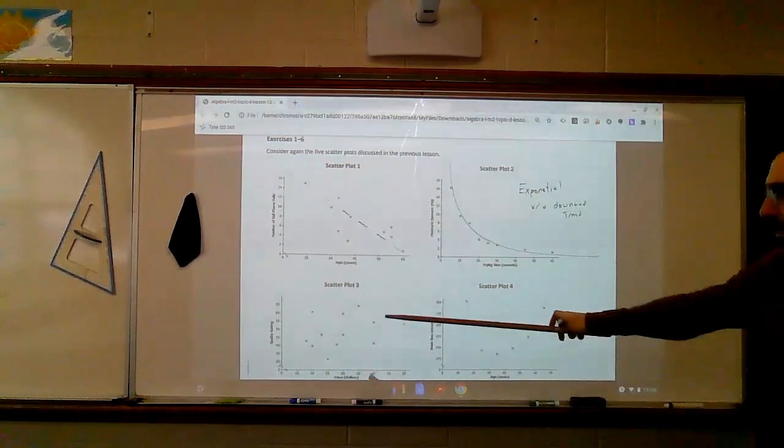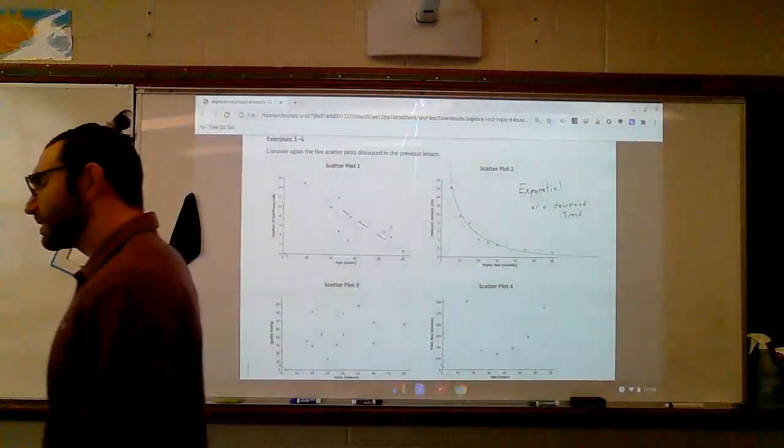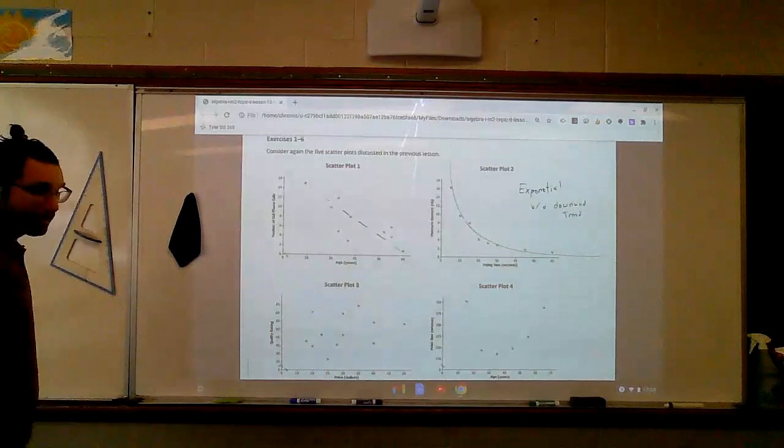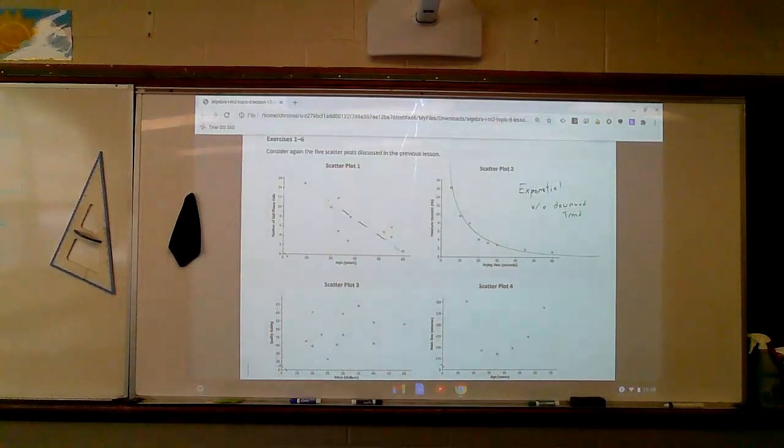Okay. How about scatter plot 3? If I take a look at scatter plot 3, it is absolutely scattered. There is nothing that I can say about this besides it is absolutely scattered.